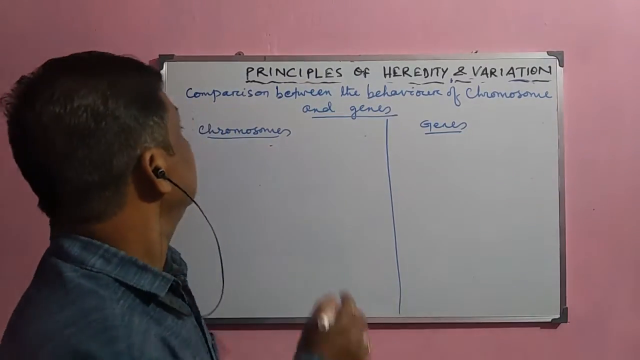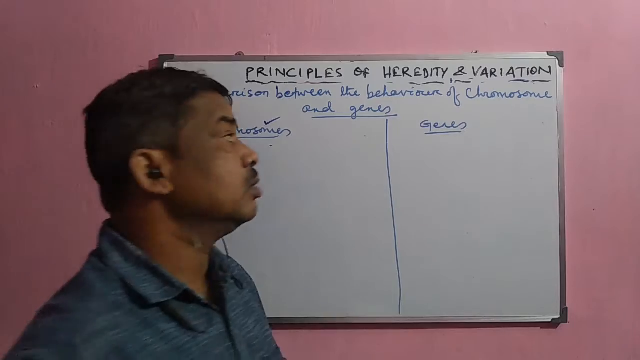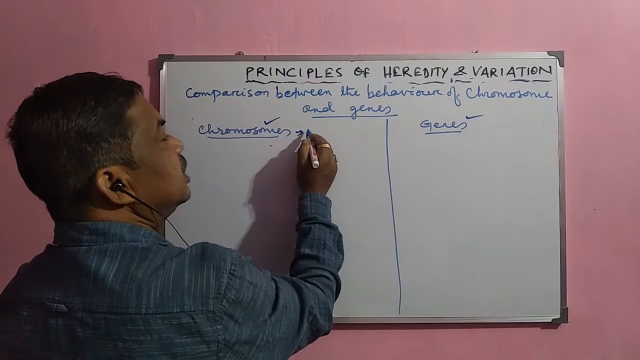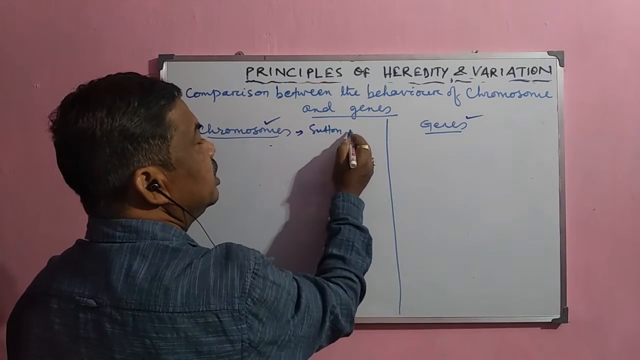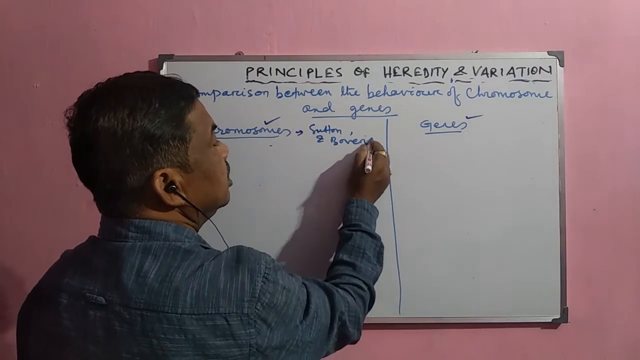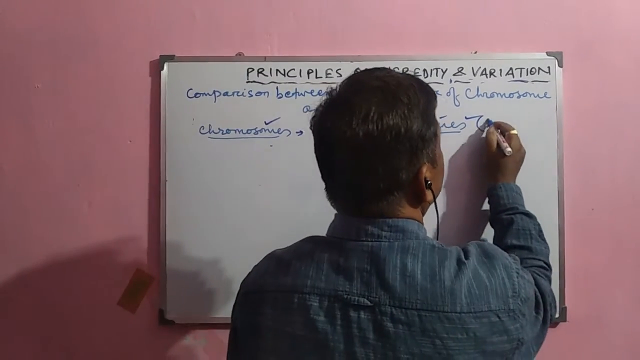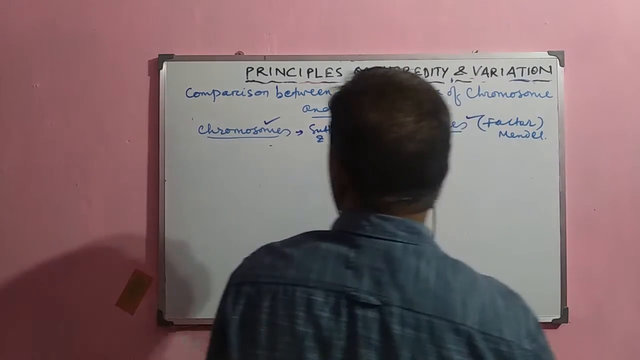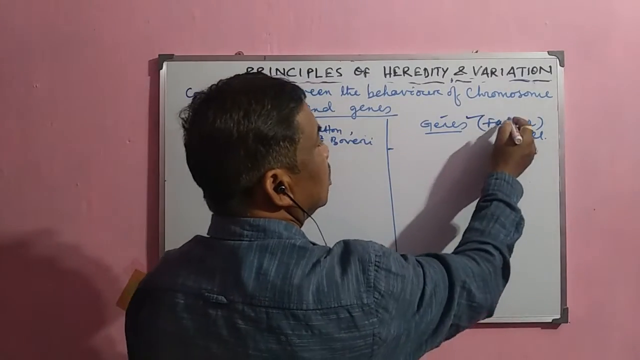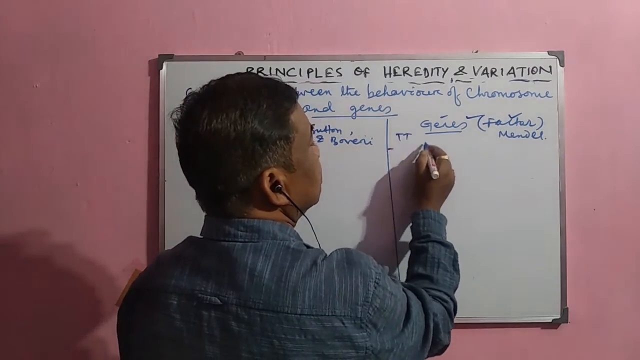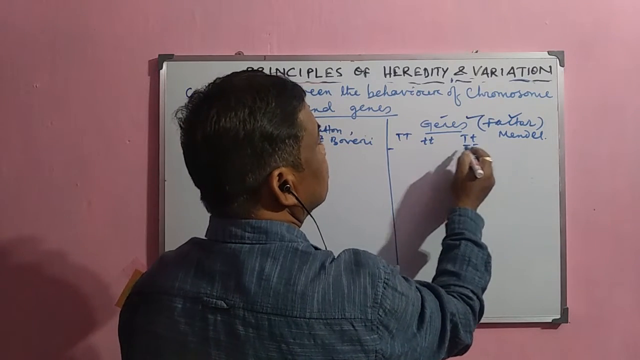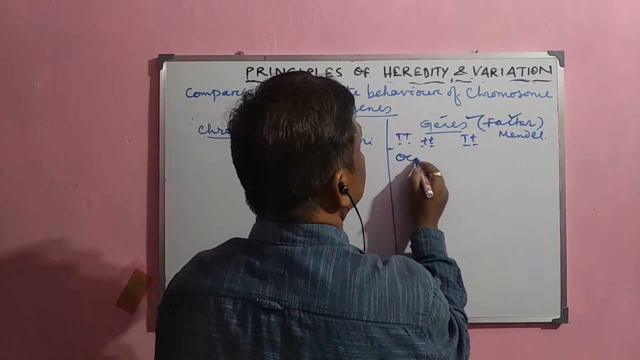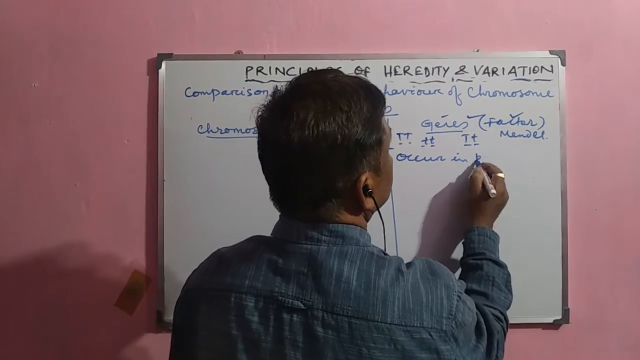Now, when we compare the behavior of the chromosome and the behavior of the genes, the behavior of the chromosome was actually explained by Sutton and Boveri, and the gene, or you can say the factor, was explained by Mendel. And according to Mendel, the factors like capital T or small t are two alleles, and they always occur in pairs. So normally they occur in pairs.